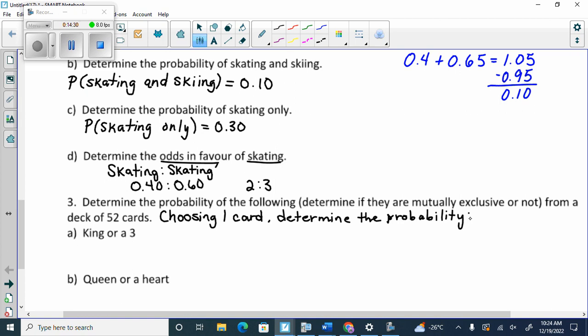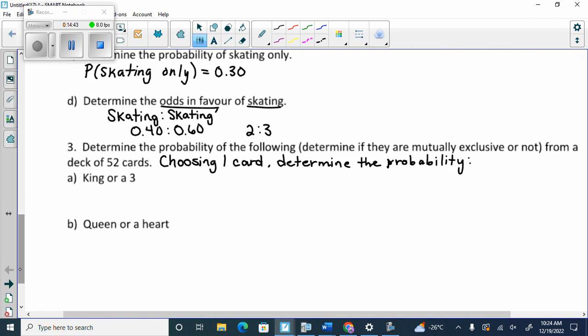So I'm choosing one card, what's the probability it's a king or a 3? Are there king 3s in the world or 3 kings? No, there's not kings that have 3s on them and there's not 3s that have kings on them. So these are mutually exclusive or not? They're mutually exclusive. So we want the probability of a king or a 3. And remember, when it's mutually exclusive, you just do the two probabilities.